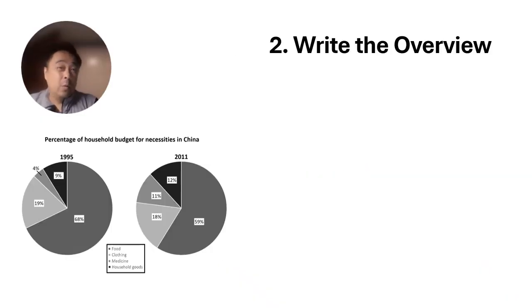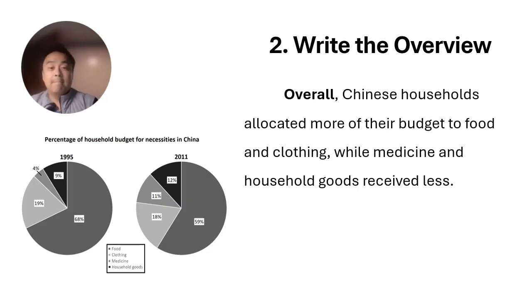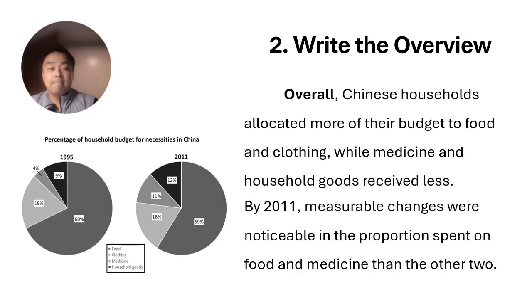Now we get to the overview. The overview, like in all Task 1, provides that broad look at what's happening in the chart. And then it's followed by another sentence that kind of infers where the information will be grouped for body 1 and body 2. And here's how it could look. You can pause the video and have a read.